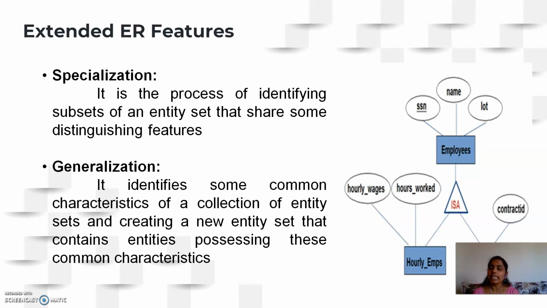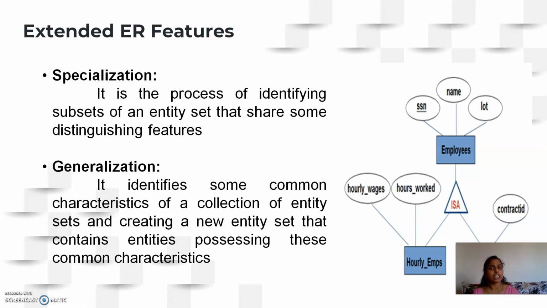And here in the ER diagram, specialization or generalization both will be represented by making use of a triangle with an is-a relationship. So what do you mean by this is-a relationship? Hourly employee is an employee. Contract employee is also an employee. So the is-a relationship indicates the specialization or generalization.